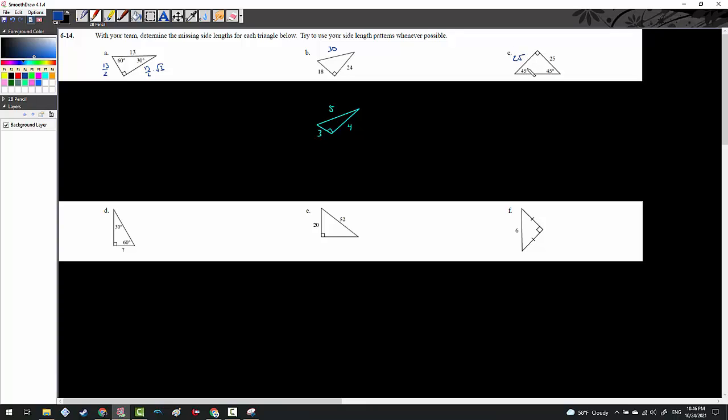This side's 25 because we're dealing with a 45, 45, 90 right triangle. Opposite the 30 is 7. Opposite the 60 is going to be 7 rad 3. And then 14 is going to be the hypotenuse.